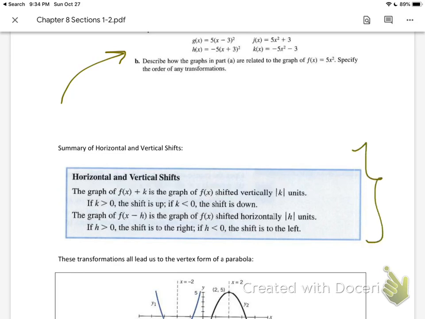This is a very nice summary of horizontal and vertical shifts. On the previous pages, you had a summary of the compressions, the vertical compression, a vertical stretch, and the reflection over the x-axis. So you need to know all 5 of those changes. And then on the next slide, we'll talk about the vertex form of a parabola and how that's an important thing and what it tells us.